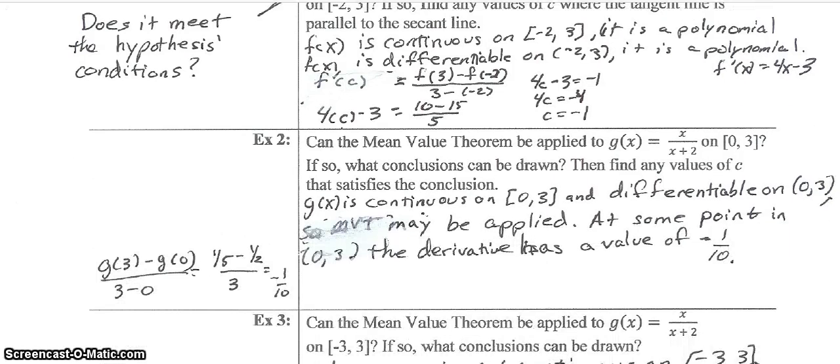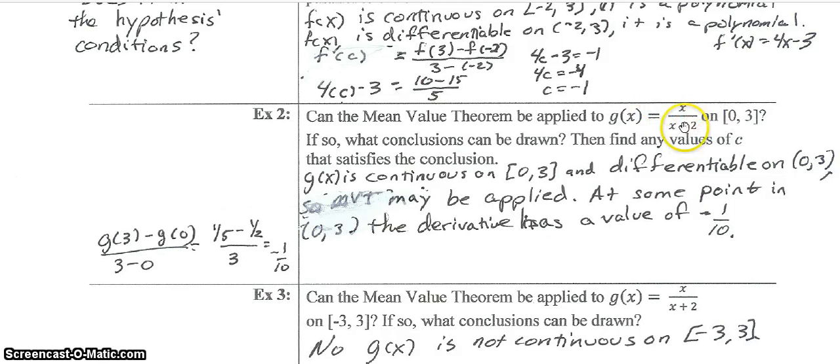So in the second example, same thing. Is that rational function continuous and differentiable on the interval? Well, for a rational function, if you're in the domain, it's continuous and differentiable. And by the way, what's the excluded value? It's not in the interval, so we're okay, and so we can apply it. That means that someplace in the open interval between 0 and 3, the derivative has a value equal to that average rate of change, or negative 1/10.